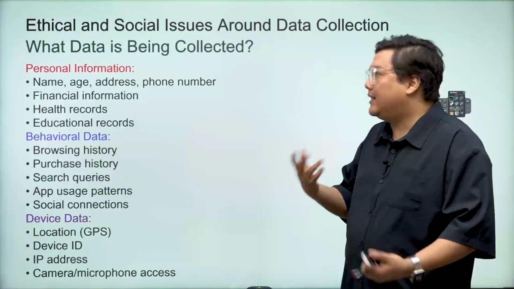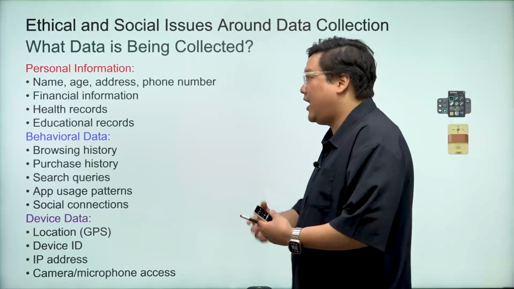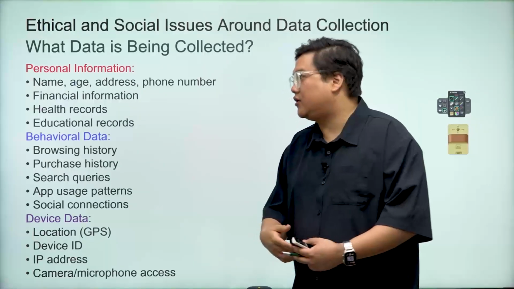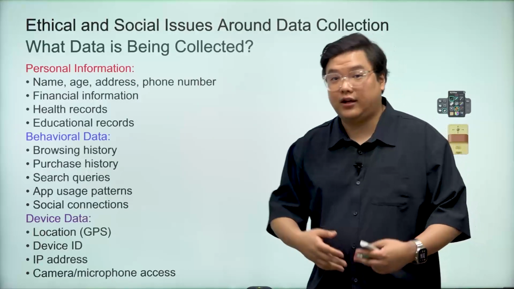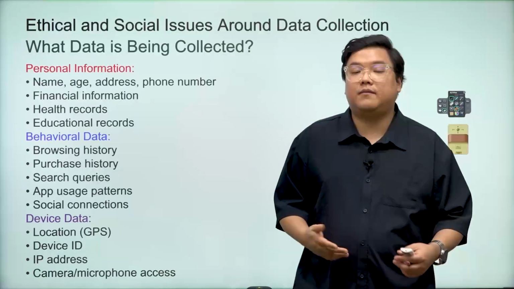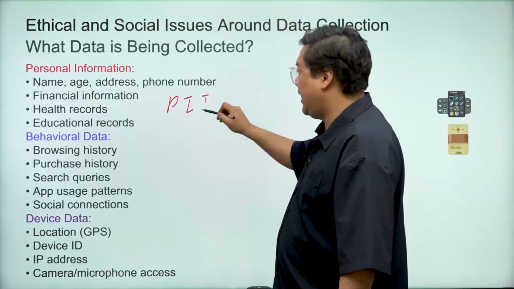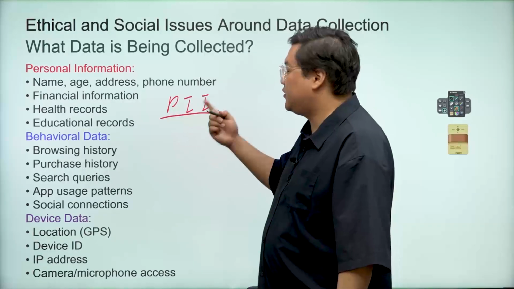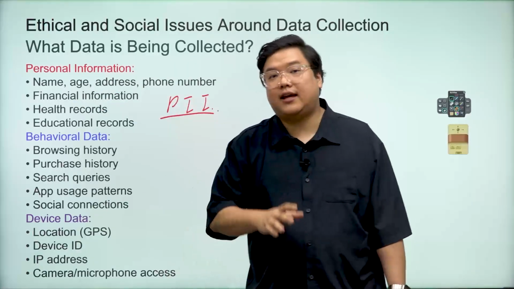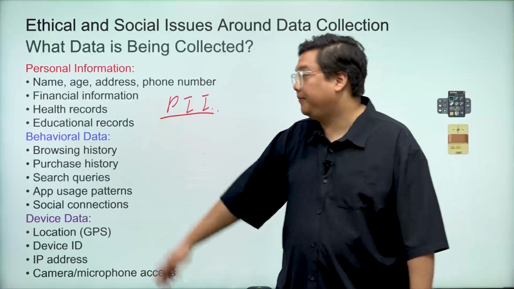Okay, so what kind of data is being collected? Personal information will be like your name, your age, address, phone number, financial information, health records, educational records. Health records include things like your insurance as well. When we say personal information, it's also referred to as PII. It stands for personally identifiable information. It means this is information that can identify who you are if someone has access to that data.